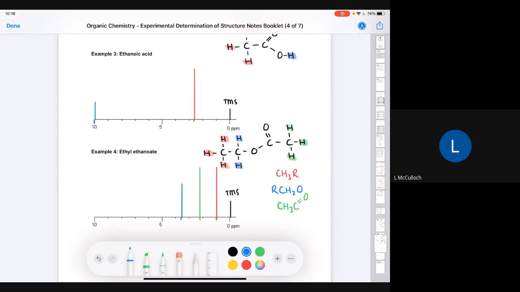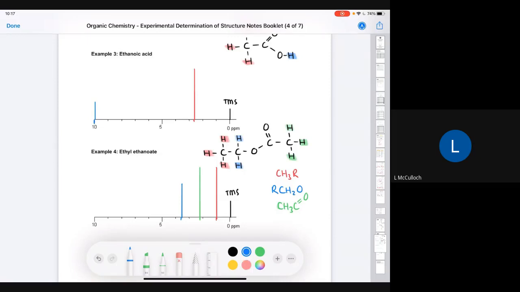Okay, so what we've got here is our low resolution spectrum for ethyl ethanoate, and what we're now going to do is turn it into the high resolution spectrum. That's the best way to do this. Again, just draw out your low resolution spectrum and then look at how the peaks are going to split.